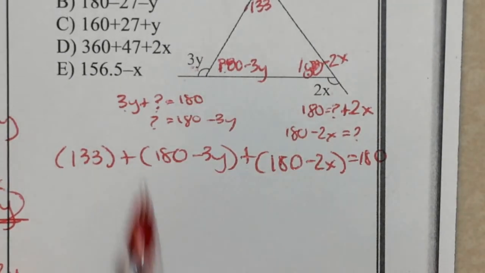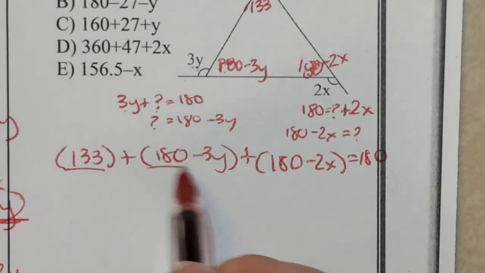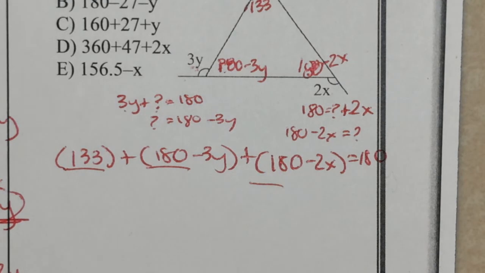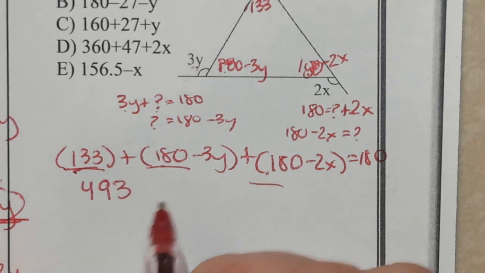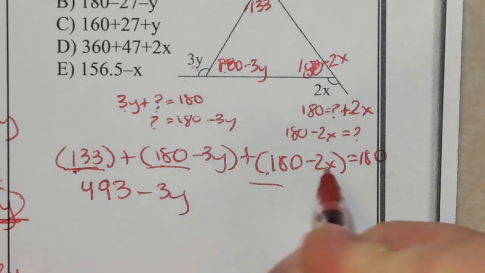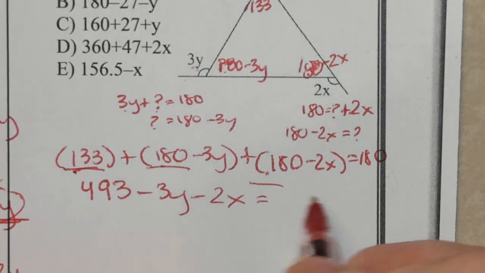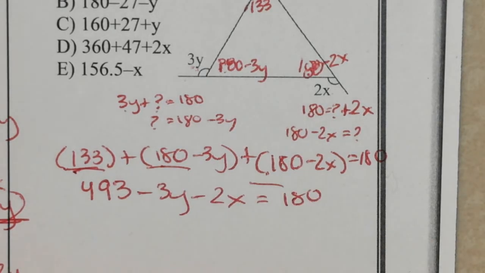So I'm going to combine like terms. I'm going to take 133 plus 180 plus 180. And you can do that on your phone or a calculator if you happen to have that nearby. But those three numerical values add up to 493. I have subtract 3y and a subtract 2x equals 180.